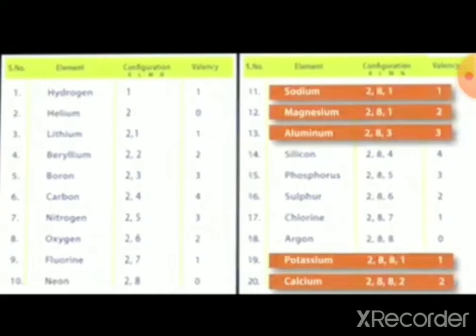Here are some elements which lose electrons to achieve a stable octet: sodium, magnesium, aluminum, potassium, calcium. You can see the outermost electrons: 1 in the case of sodium, 2 in magnesium, 3 in aluminum, 1 in potassium, and 2 in calcium. So it is easier to lose 1 or 2 electrons from their outermost shell according to their valency of 1, 2 respectively.